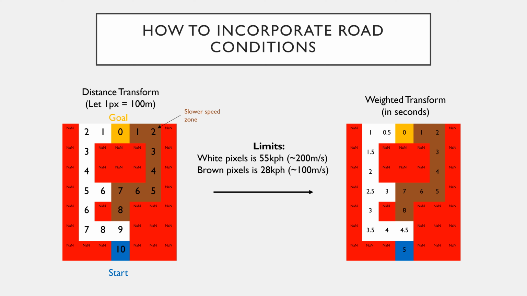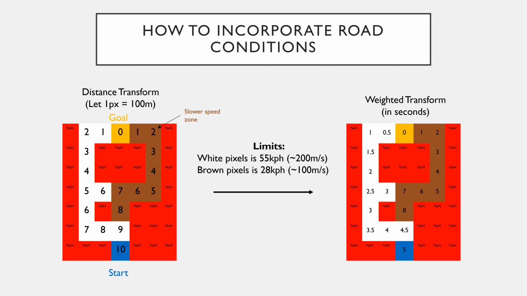A common method is to add additional weighting to the distance transform. For example, let's assume 1 pixel represents 100 meters, and there are 2 different speed-limited zones. White pixels represent a standard road without any disruptions, so you can travel 55 kilometers an hour, or 200 meters a second. Brown pixels represent a busy road, either with congestion or roadworks, so you can only travel 28 kilometers an hour, or approximately 100 meters per second.